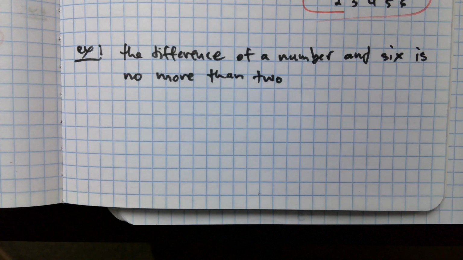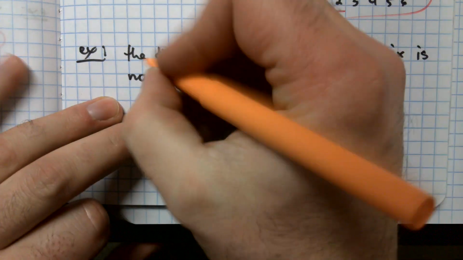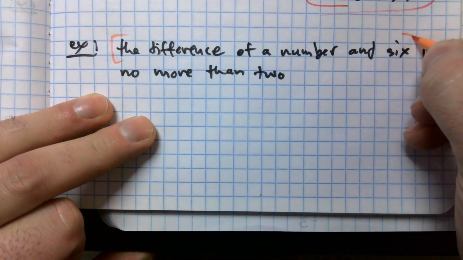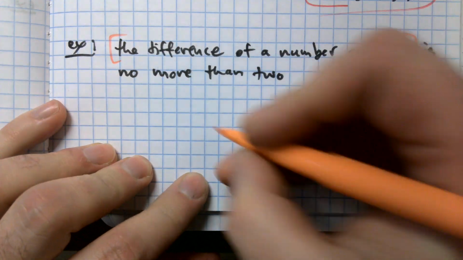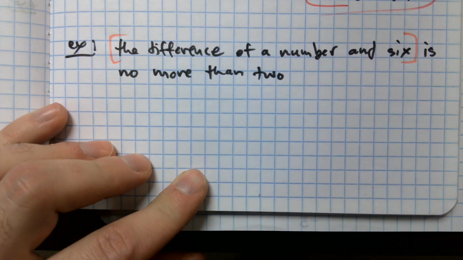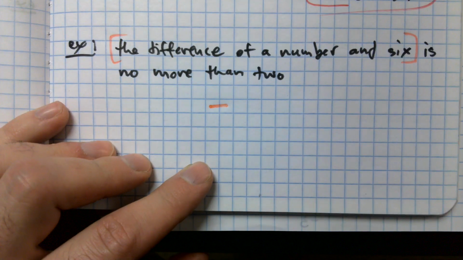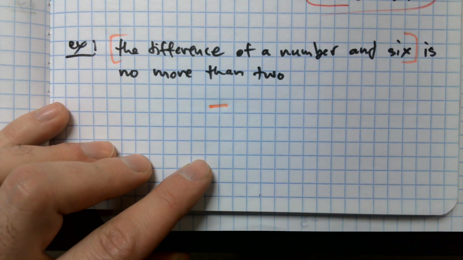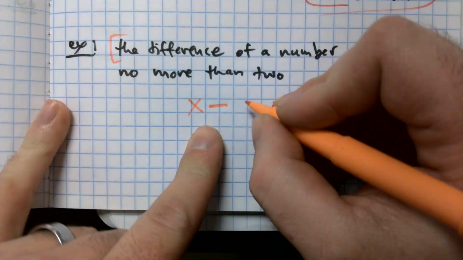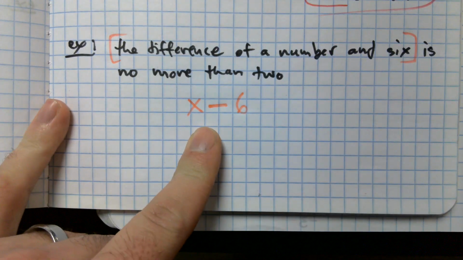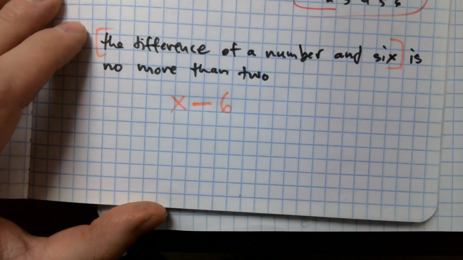Oscar, help me out with this first part. The difference of a number and 6. What's that going to look like when we translate it into our equation form? So basically, the difference is minus sign. And the number is, in this case, x. And then on the other side of the minus sign is 6. Perfect. You guys agree with that?